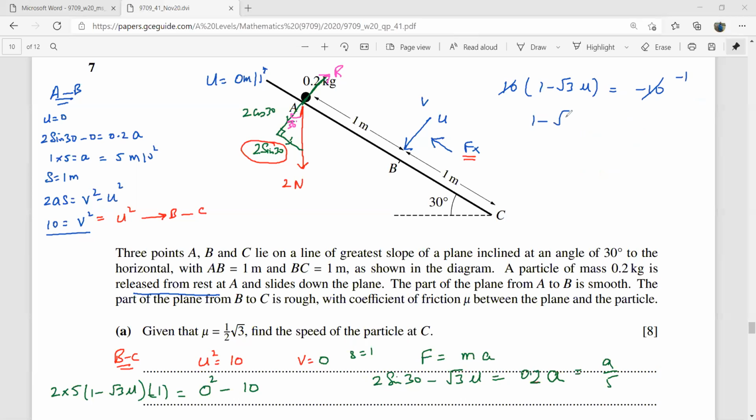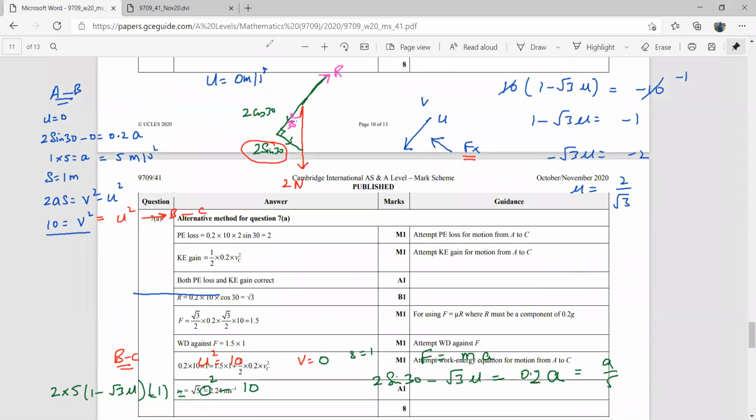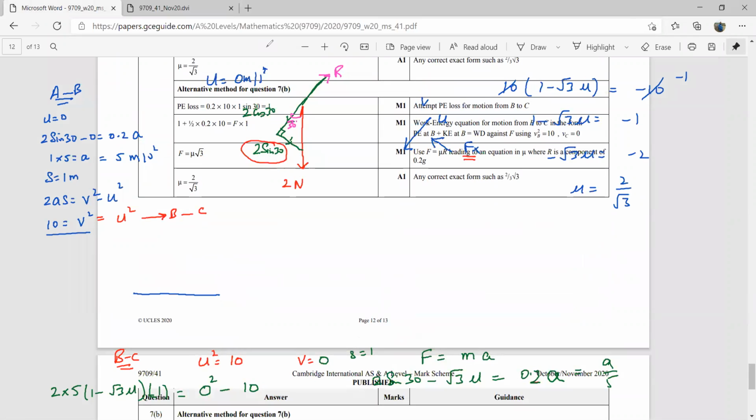So 1 minus under root 3 mu is equal to minus 1. Minus under root 3 mu is equal to minus 2. And mu is equal to 2 over under root 3. Let me check the answer, the last answer. Yeah, you can see it is here, it is 2 over under root 3.